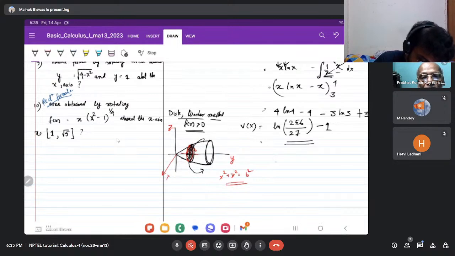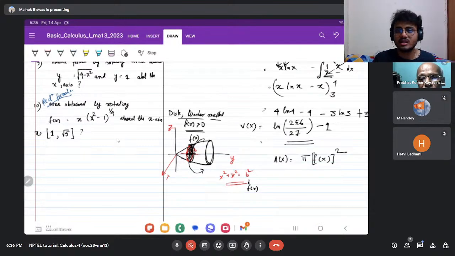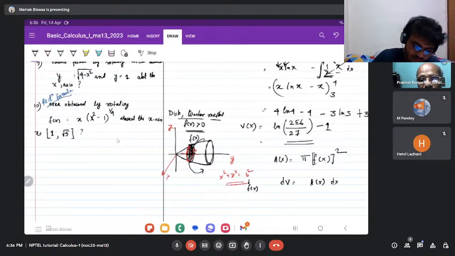So this will be your cross-sectional area, A as a function of x, would be pi times f of x squared, right? So b is nothing but f of x. Do you agree? So this is your cross-sectional area. The radius is the value of the function at x. And what is your dV? dV is A(x) dx, or V is the integral of pi f of x squared dx.